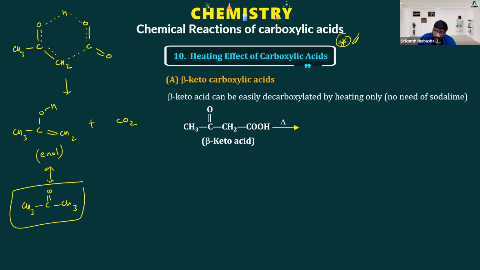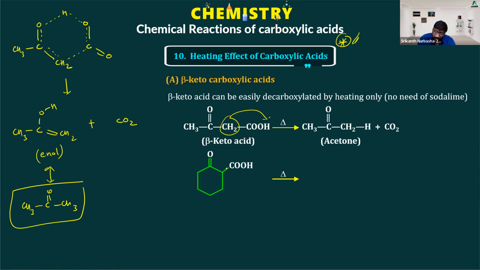That means ultimately the CH2 is connected with hydrogen and carbon dioxide is lost. The CH2 is connected with the hydrogen, that's it. And CO2 is lost as the decarboxylation happened with the loss of CO2. In the presence of soda lime, for normal carboxylic acids, the decarboxylation occurs with the release of CO3 2 minus. So here what happened? You get CH3C=OCH3. Acetone is obtained.